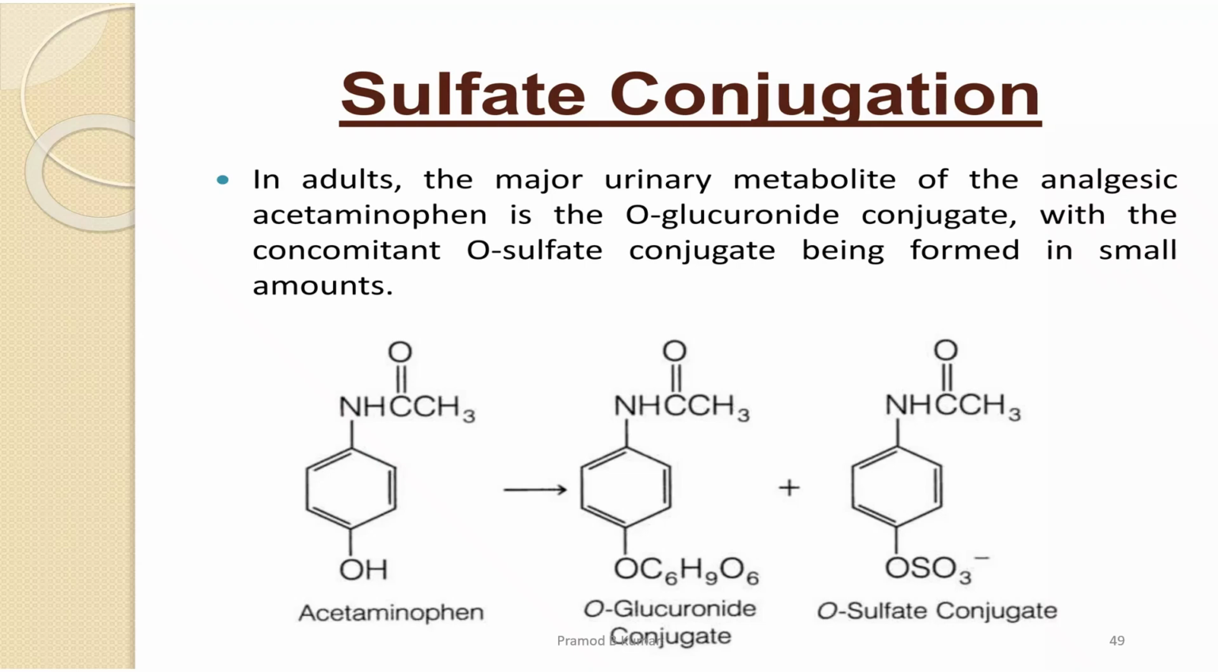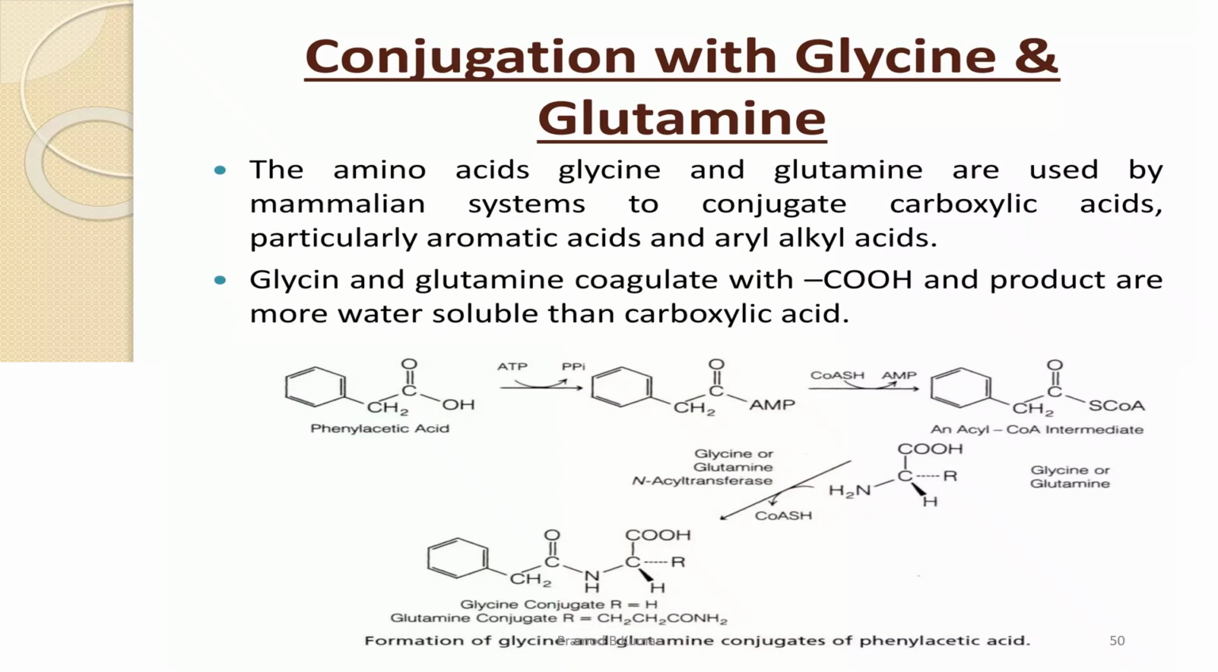acetaminophen. So acetaminophen can undergo two types of phase 2 mechanism, that is glucuronidation and sulfate conjugation. Both are favorable, but the O-glucuronide is more favorable. Next is conjugation with glycine and glutamine. Both of them are amino acids. In the case of glycine, your R is H, whereas in the case of glutamine, the R is propionamide. So these are the R functional groups.